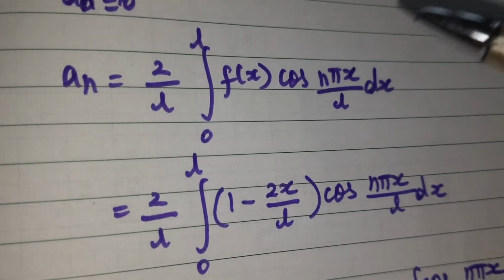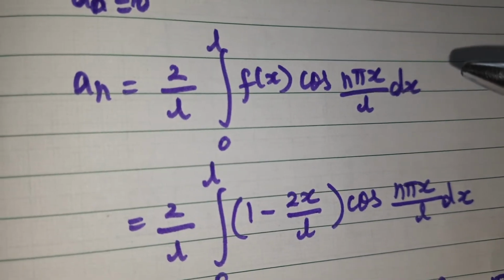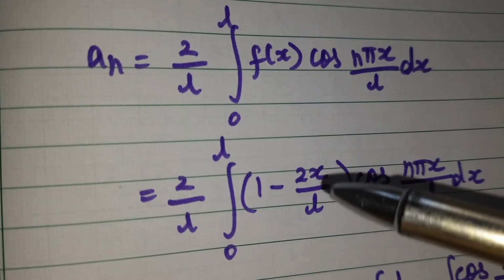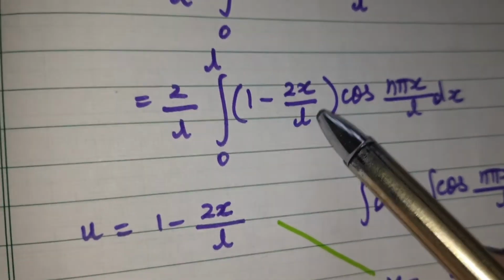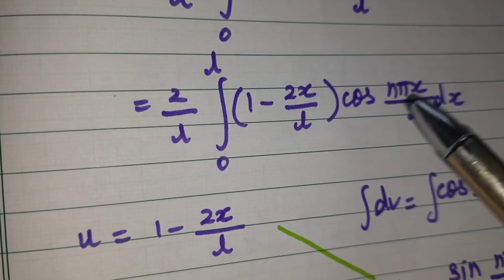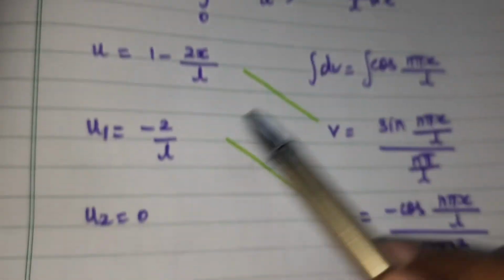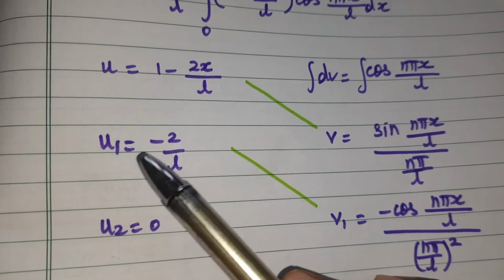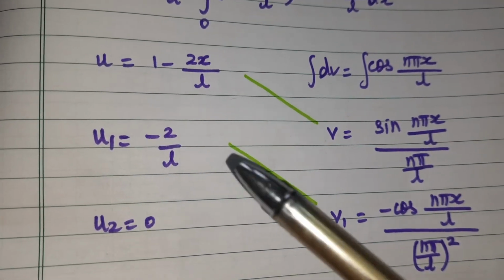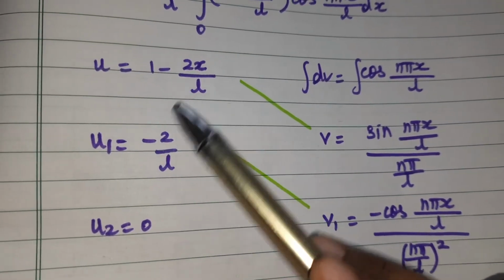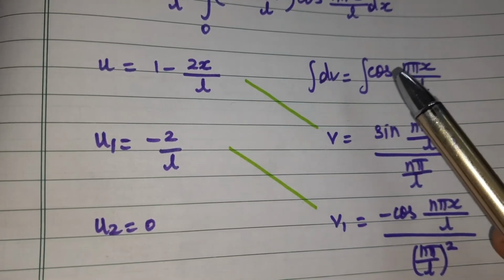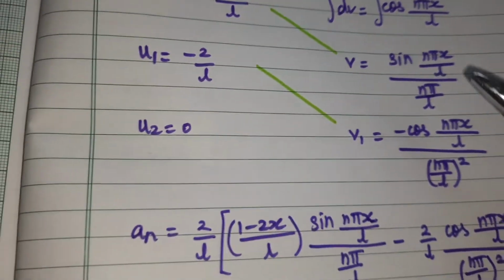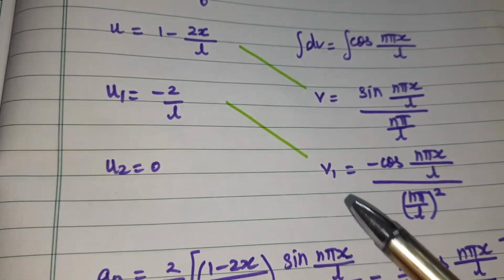And a_n is equal to 2 by L into the integral of 0 to L of f(x) into cos(n pi x / L) dx. Here f(x) is 1 minus 2x by L. Here u is 1 minus 2x by L. The integral of dv is cos(n pi x / L). So differentiate u, integrate v. Therefore find u derivatives until u becomes 0. So u1 is equal to minus 2 by L. Here integration of cos is sine and integration of sine is minus cos. So therefore use the formula uv minus u1 v1.